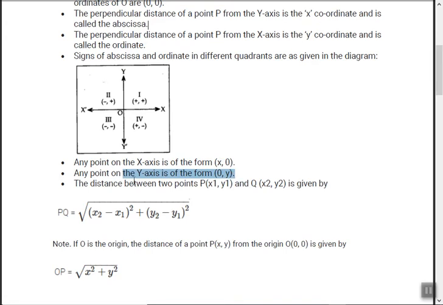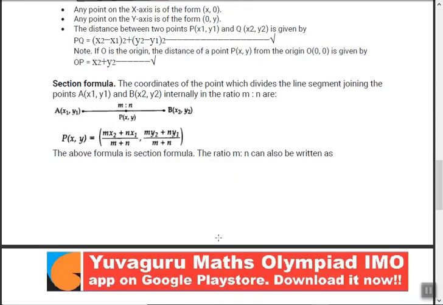Okay, the distance between any two points x1 y1 and x2 y2 is given by root of (x2 minus x1) the whole square plus (y2 minus y1) the whole square. Now what is all this? What is x2? What is y2? What is x1 y1? See this.